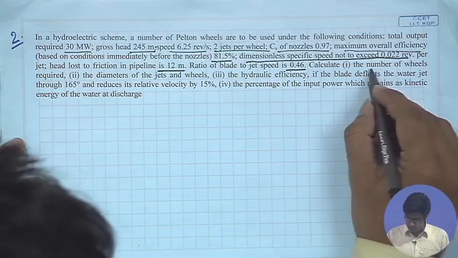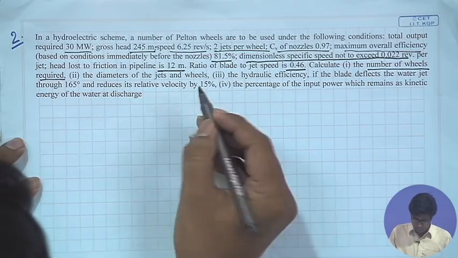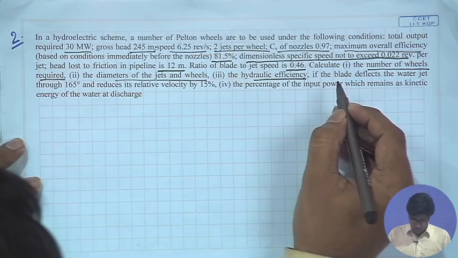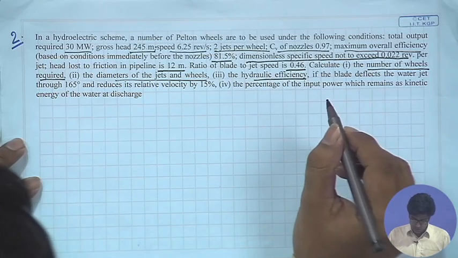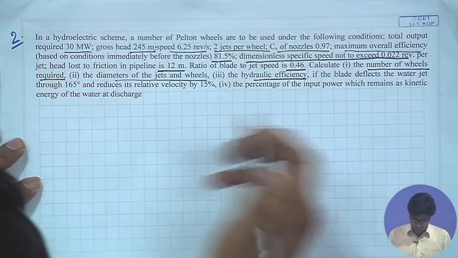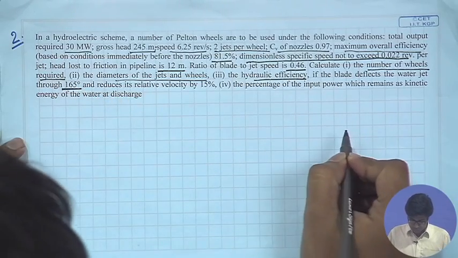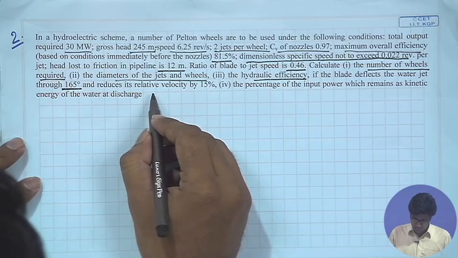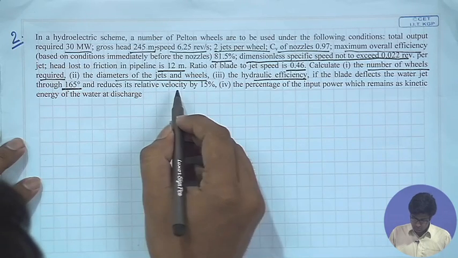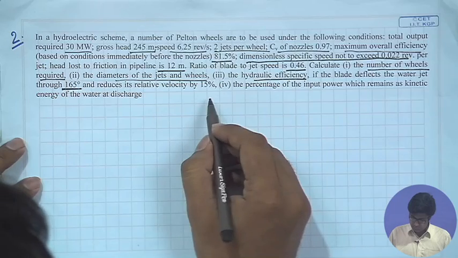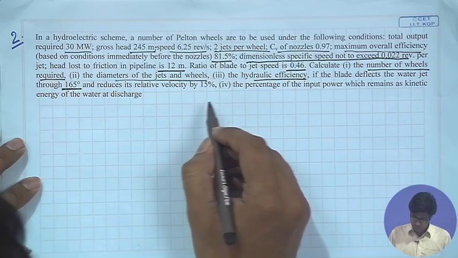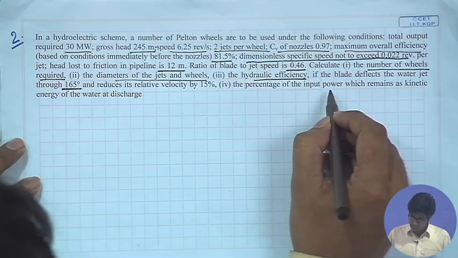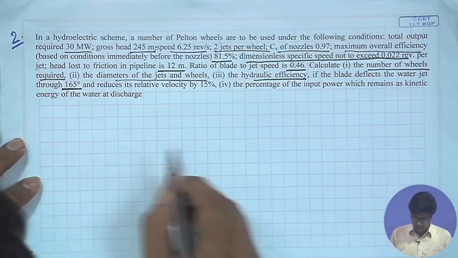So, we have to find out the number of wheels that are required, the diameters of the jets and the wheels, and the hydraulic efficiency. Also, we are given that the deflection angle of the water jet after hitting the blade is 165 degree, and again, as in the previous problem, the relative velocity at the outlet is reduced by 15% compared to the relative velocity at the inlet. Also, we have to find out the percentage of input power which remains as kinetic energy at discharge.